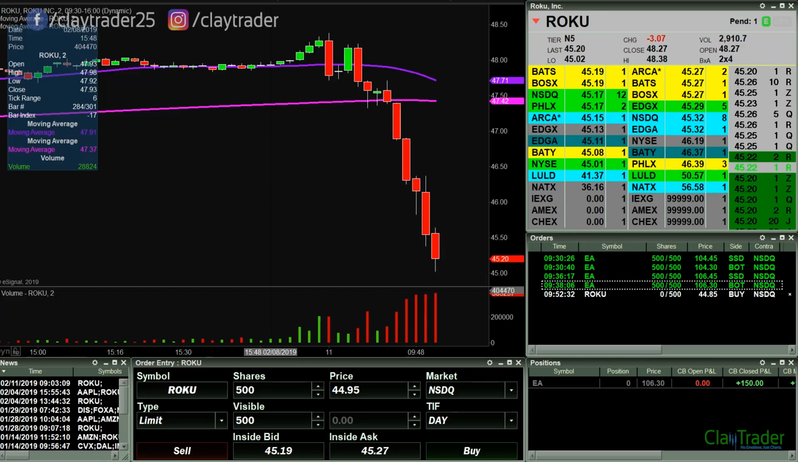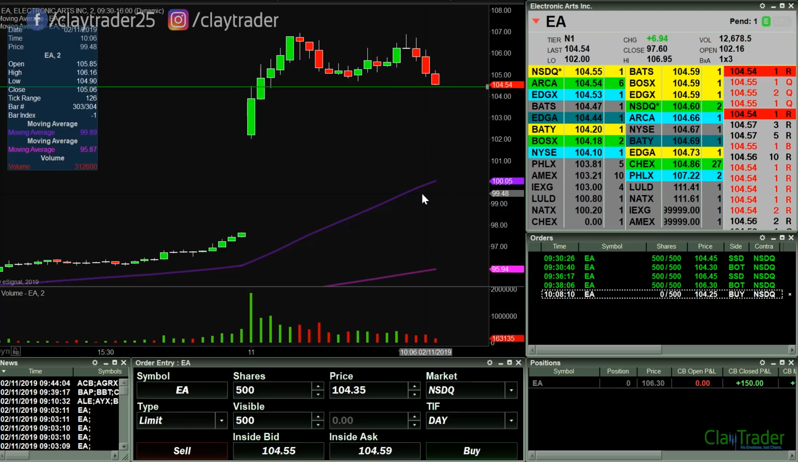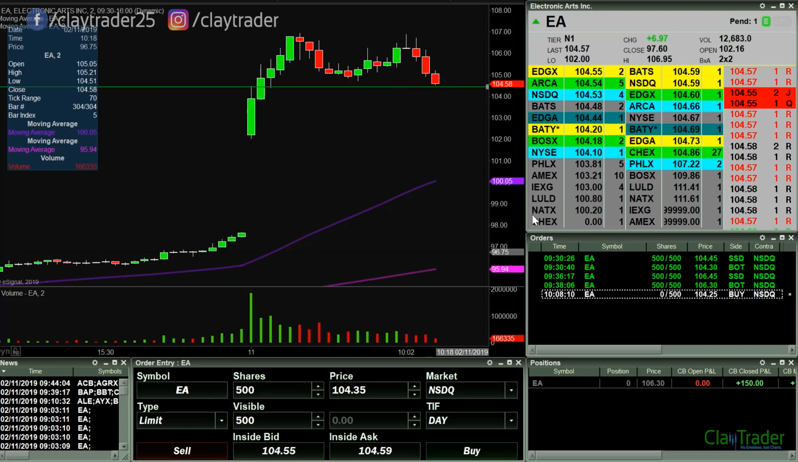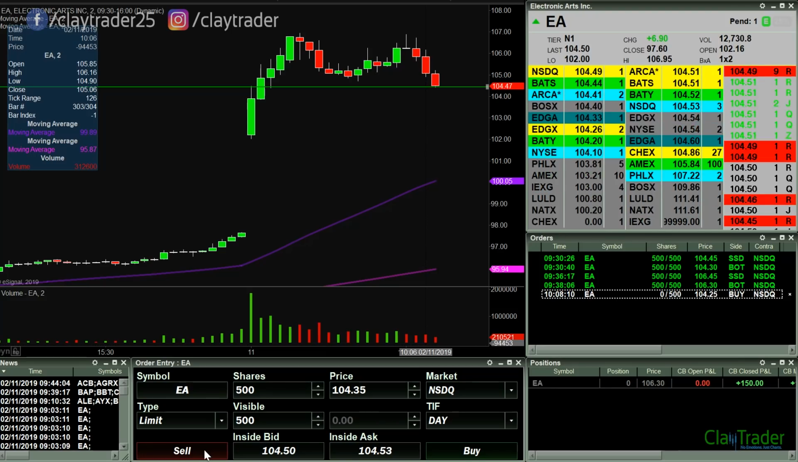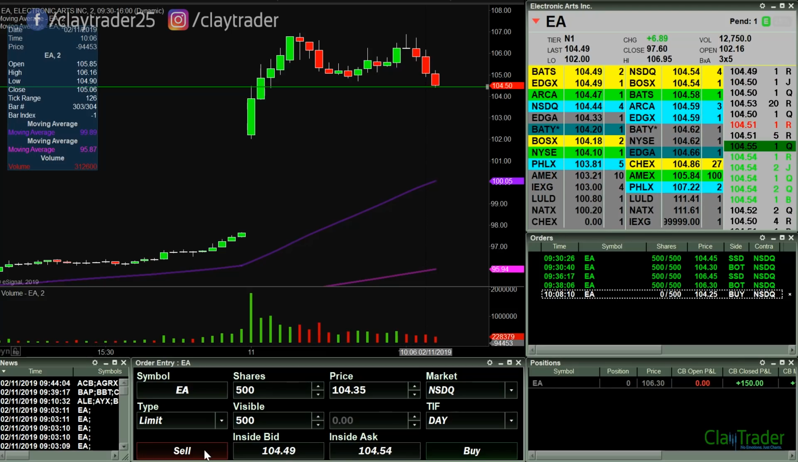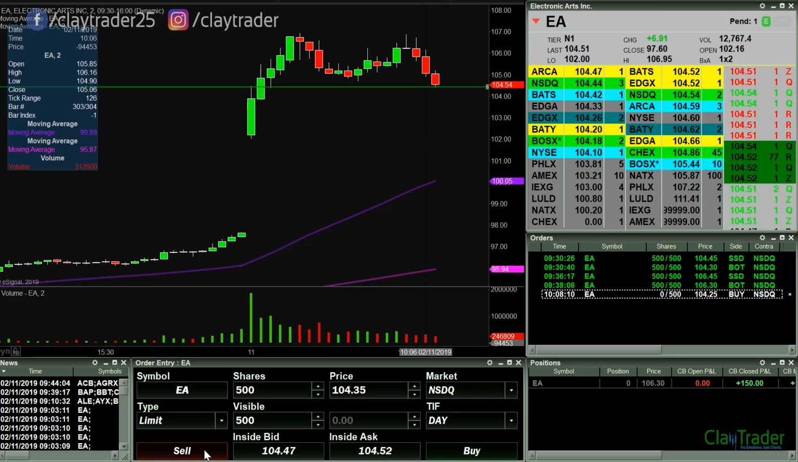All right, I'm going to pause. Have an order at 104.25. Key break looking like it's got to be the 104.50. So there was the break. Let's see if we can get down to 104.